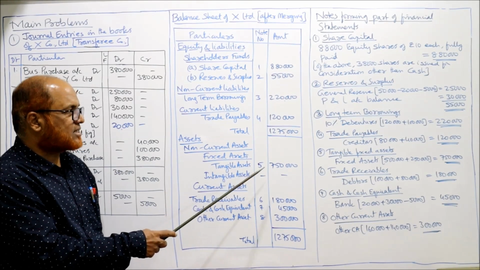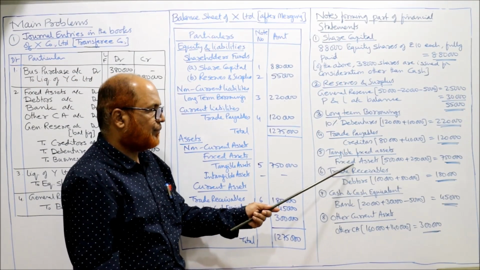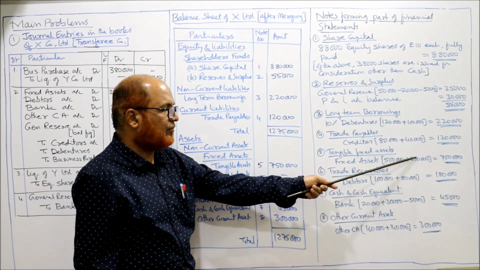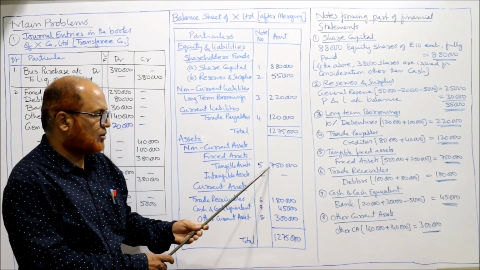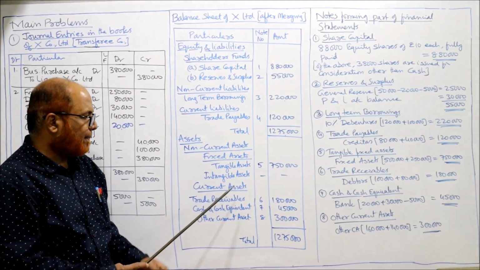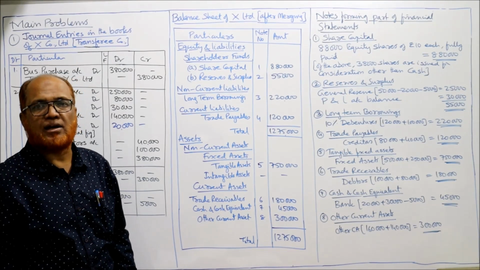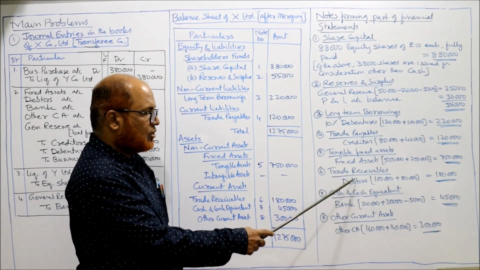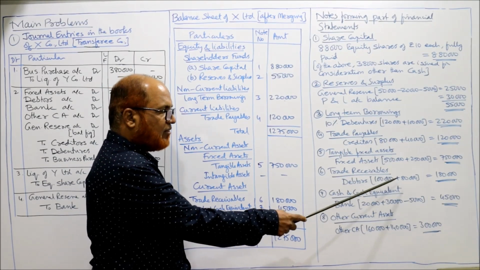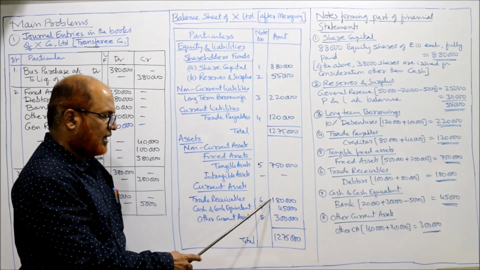Tangible assets, fixed tangible assets. Here we will have 5 lakh rupees X, 2,50,000 Y, total 7,50,000. We don't have intangible asset. Now current assets, trade receivable. Trade receivable means debtors. Here trade receivable debtors. X company 1 lakh, Y company 80,000, total 1,80,000.